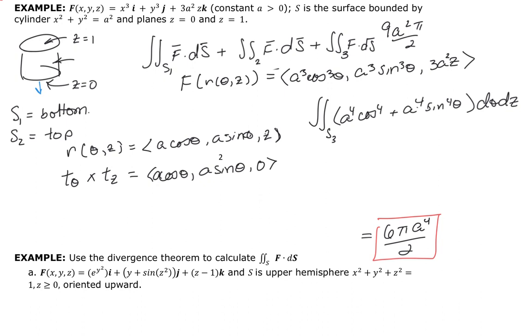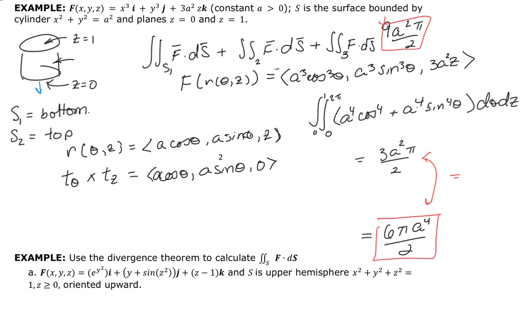So that means I need to figure out what my limits of integration are. I decided to do theta first, so I'll go 0 to 2 pi, and z is going to go from 0 to 1. And when I get done with this, I'm going to get 3a squared pi over 2. Now, if I add these two together, I will get this right-hand side.